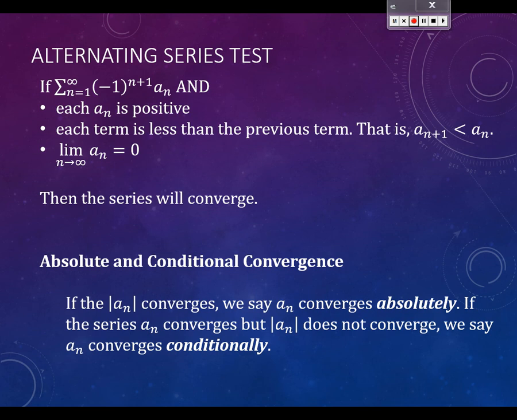If the absolute value of our series converges, then we say it converges absolutely. But if the series converges and yet the absolute value of the series doesn't converge, like the example I just did with the alternating harmonic series, then we say it converges conditionally.